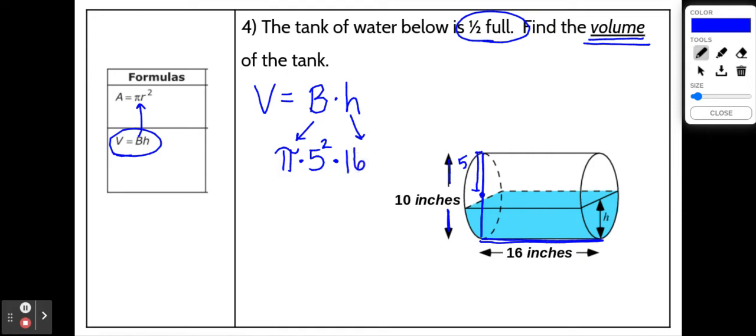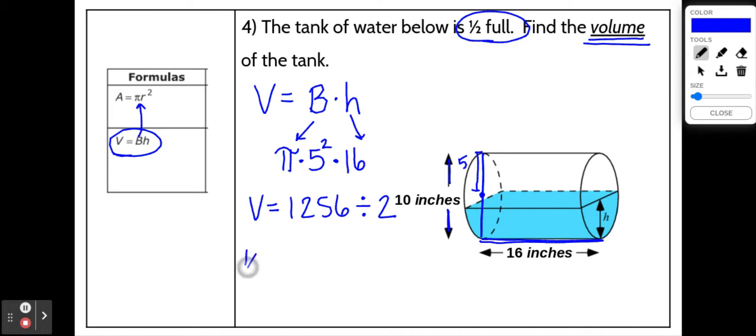Okay, so let's go ahead and multiply 3.14 times 5 squared times 16 in the calculator. And the calculator should give you, let's see here, volume equals 1,256. That's the volume of the entire tank. But what do we know about the tank? It's only half full. So if it's only half full and we want the volume of just half of it, what could we do? Well, I bet you know we could divide it by 2, absolutely.